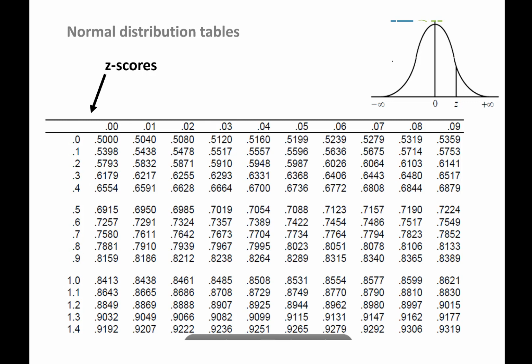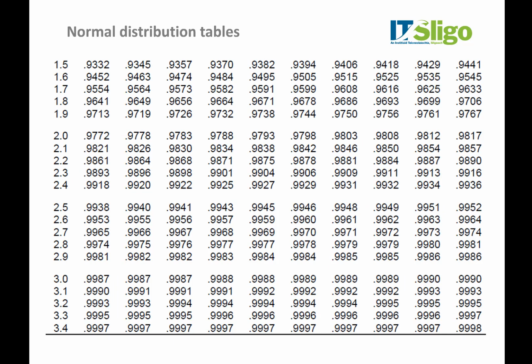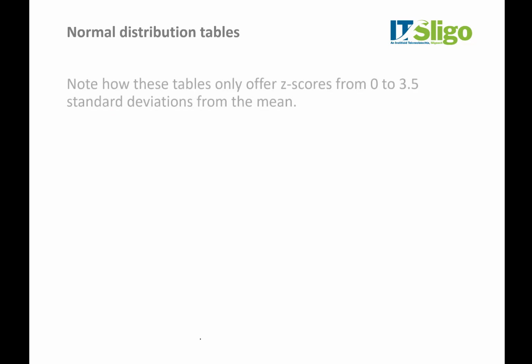Just a couple of things to note. First of all, we start at 0 and 0.5. I'll explain that in a little bit. The table goes on then and goes up as far as pretty much 3.49. So this table actually just lists from a z-score of 0.